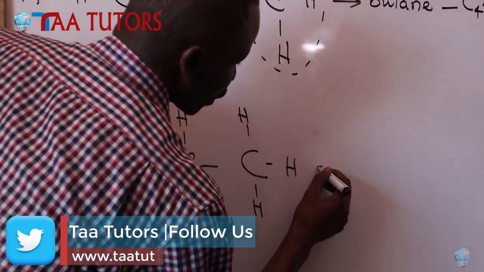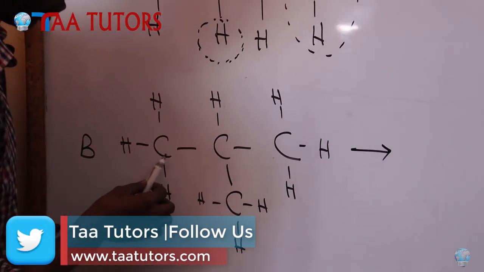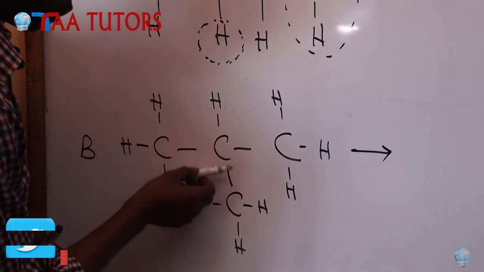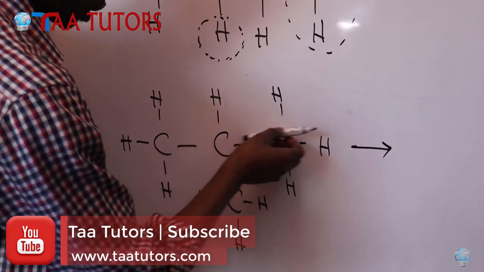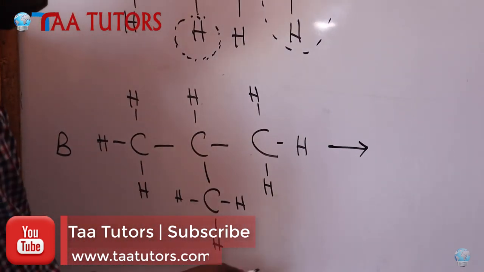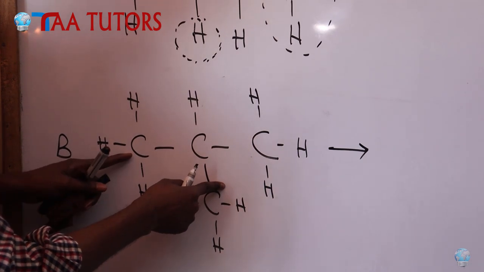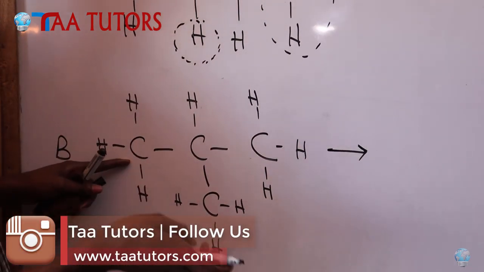What about if I come to this one? What's the name of this one? We have known how to name this compound. So the longest chain is 1, 2, 3. It's 3. So I'll go with the straight one to make my work easy. It means this is a branching group here. So the stem name here with three carbon atoms is prop.